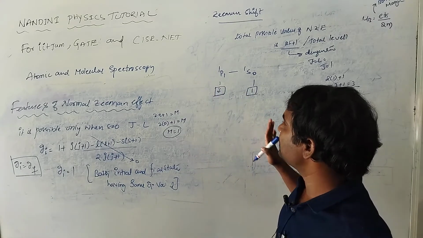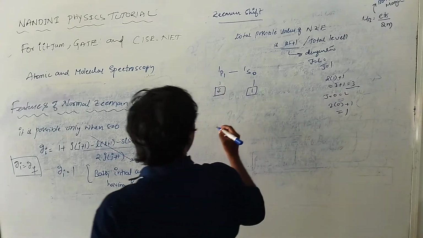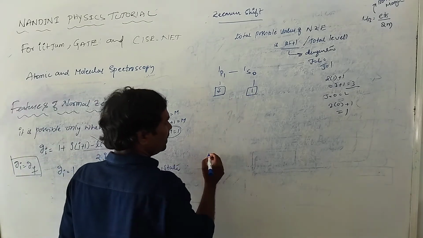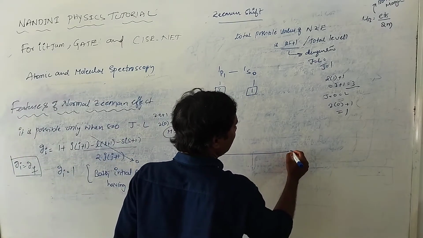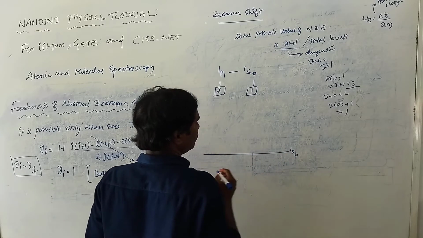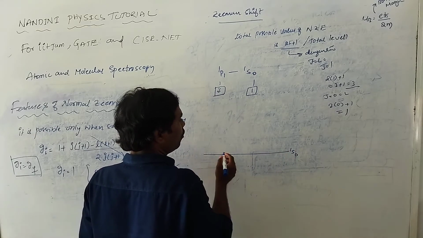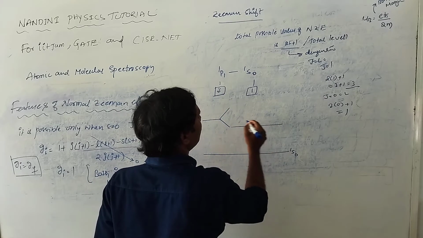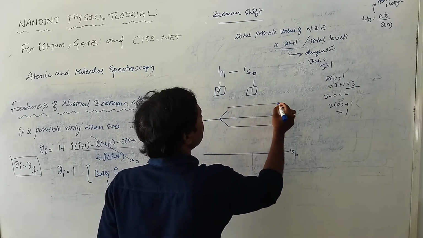Understand? So this is the normal Zeeman effect I explained. If you see the 1s0 level, it is not splitting. So simply take this as only a 1s0 value, where it is not split, but the P level will be splitting into 3 possible ways.